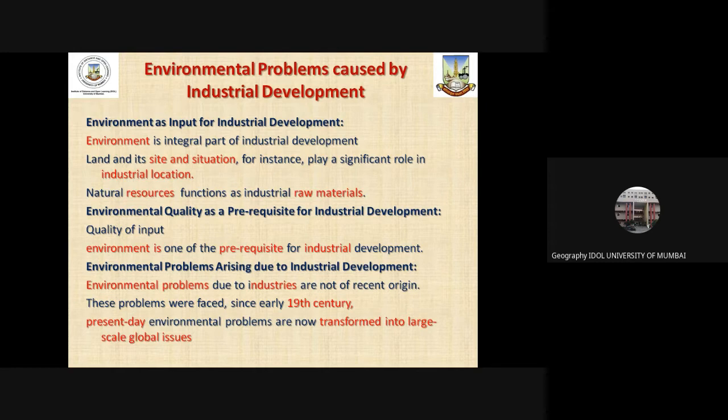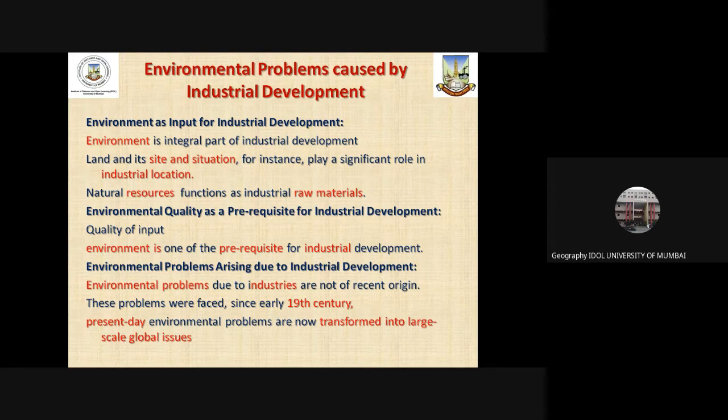As far as industrial development is concerned, as I mentioned earlier, for industrial growth and industrial operations or manufacturing activities, the environment is a source of input. May it be a natural resource, raw material, energy resources, a fundamental natural resource like land and soil, or forest resources. Therefore, we cannot separate the environment from industrial development. In fact, the environment is an integral part of industrial development.